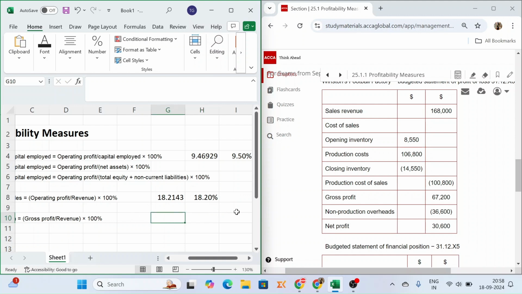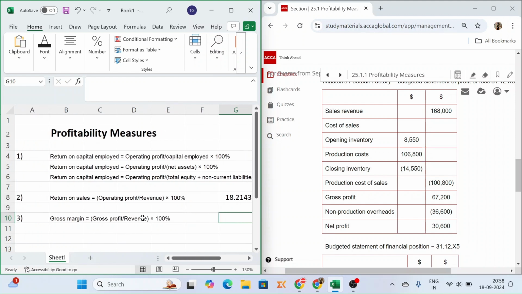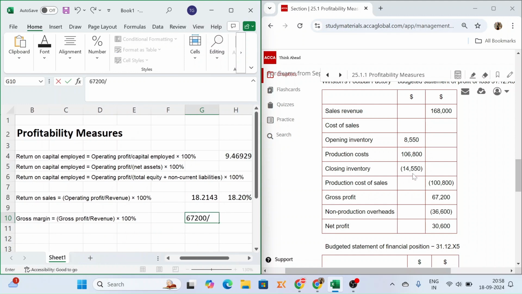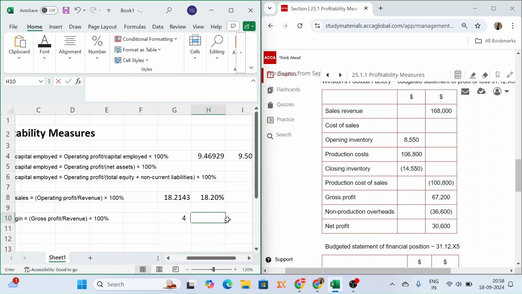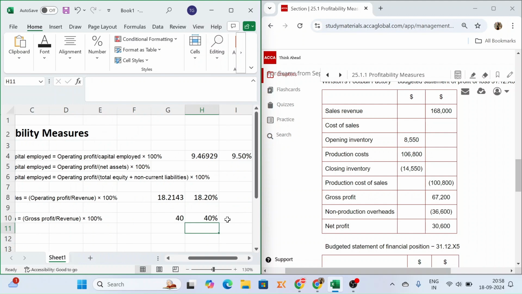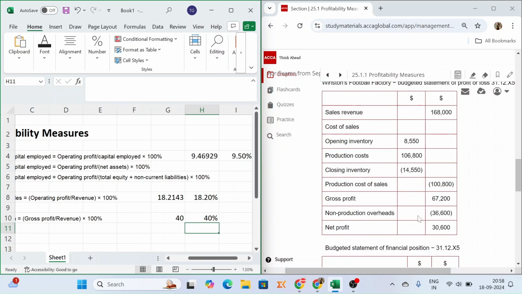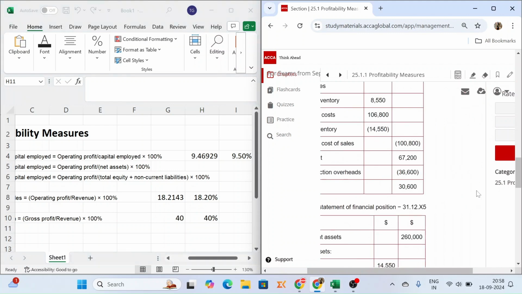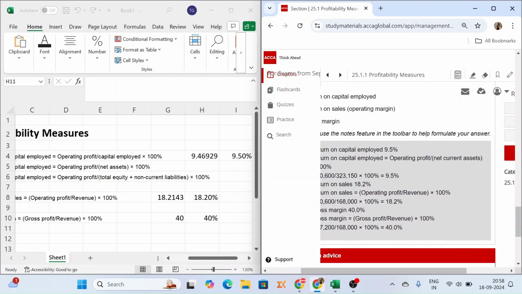Alright, now moving to the last one, which you have to calculate as the gross margin. So here the numerator is gross profit, so 67,200 divided by the revenue again is 168,000, and then you always put it as a percentage. I forgot the equal to sign, pardon me. So this over here is a whole 40%. So this is your final answer. Let's also check whether we've done it correctly or not. Yeah, 9.5, 18.2, and 40%.